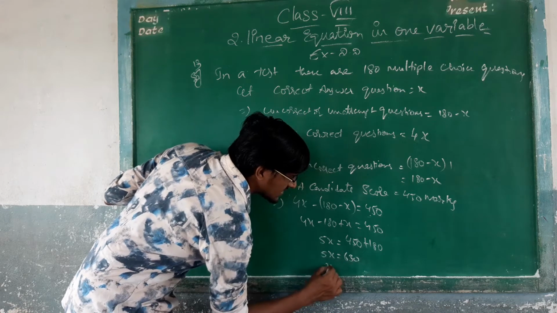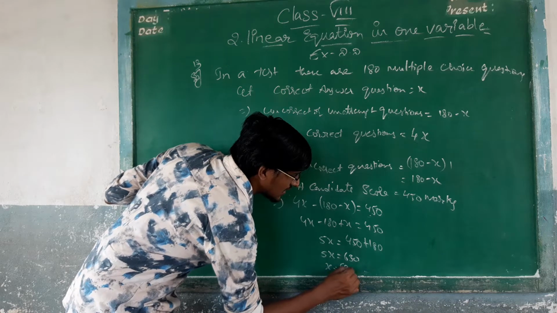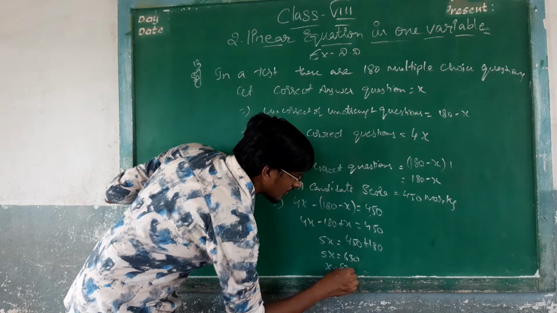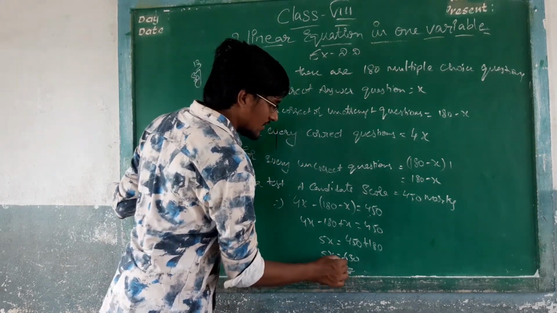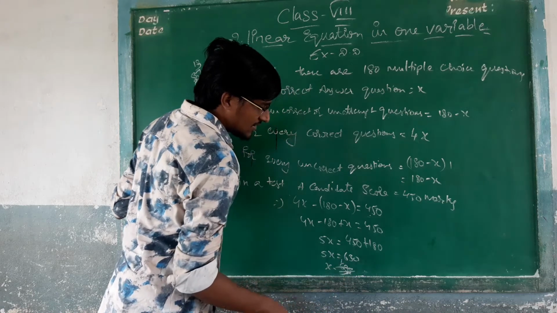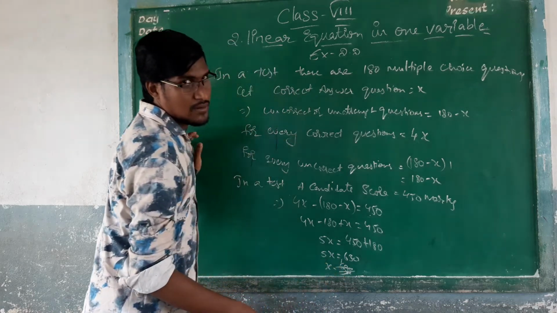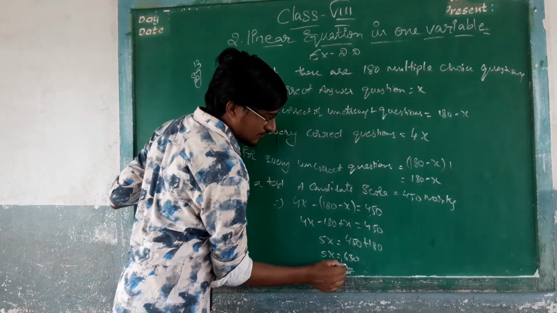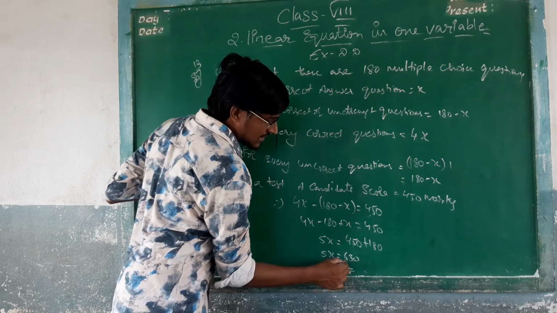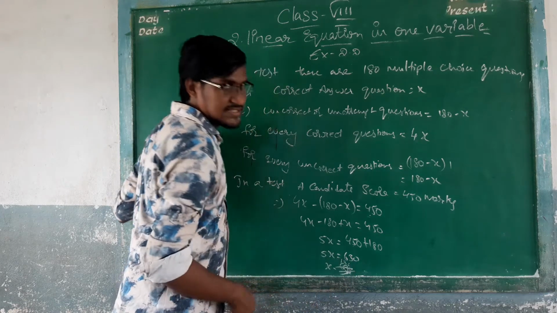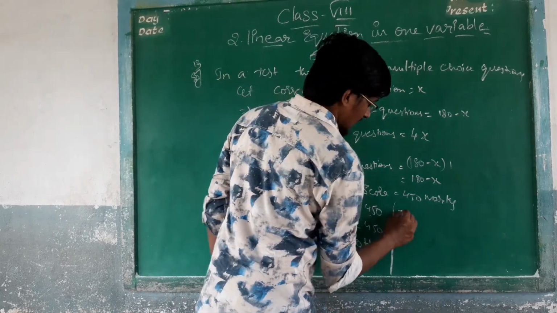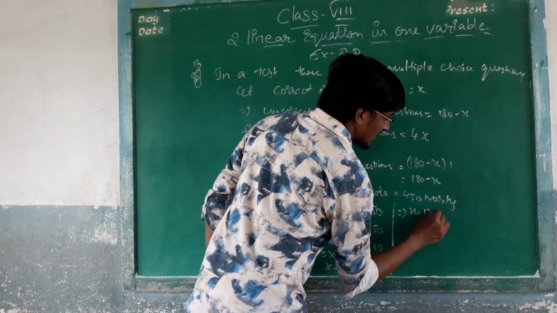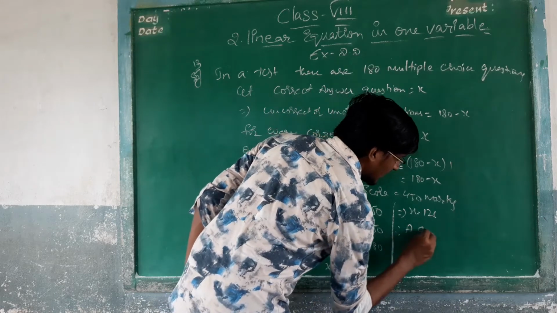So that implies x equal to what? 630 by 5. So it will cancel here. What is the value here? 5 ones are 5. Okay. Again 1 here, 30 means 5 2s are 10. So 6. That implies x equal to 126.